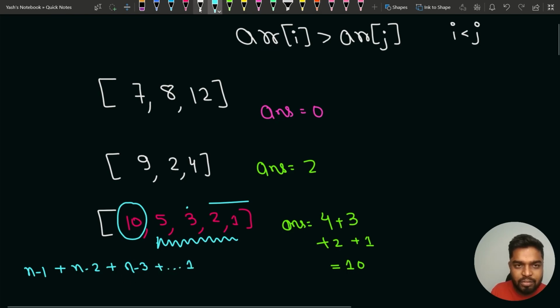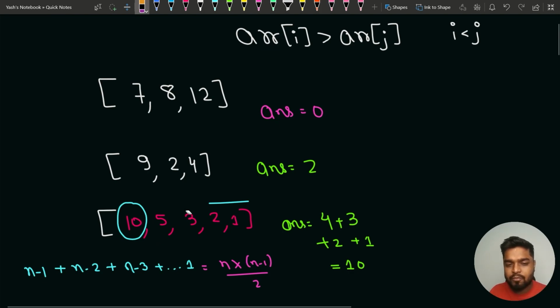If you see the sum of this particular series, this is basically an arithmetic progression. So the sum of this series would be n into n minus 1 divided by 2 here. So I hope this makes sense, right? So what happens is, for an array which is sorted in decreasing order, the inversion count is maximum possible, and this can be n into n minus 1 by 2 here. I hope you have understood this.